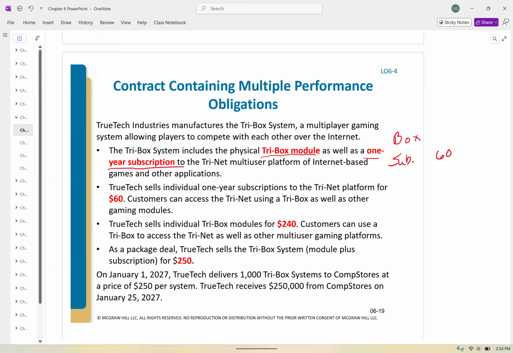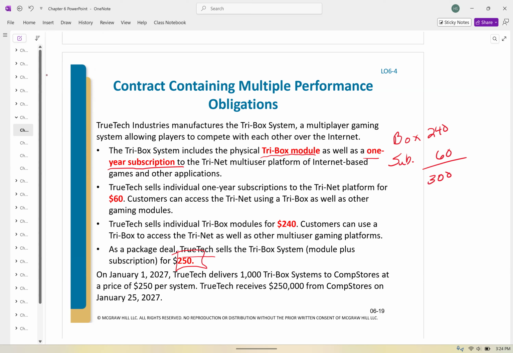I'm just going to come over here and write that. Okay. And they sell the actual module for $240. Okay. Customers can use the TriBox to access the TriNet as well as multi-user gaming platforms. As a package deal, TrueTech is going to sell the box and the subscription, which is a total of $300. They're going to sell it for 250.